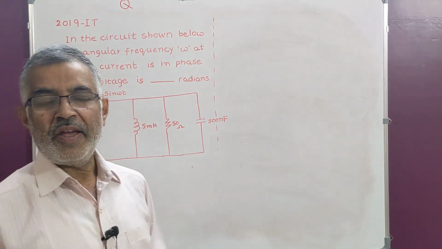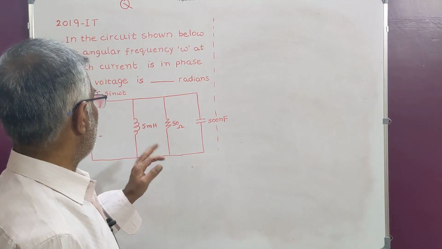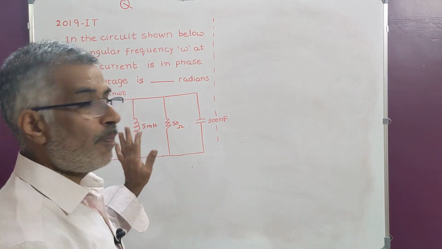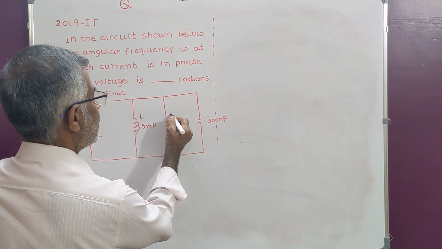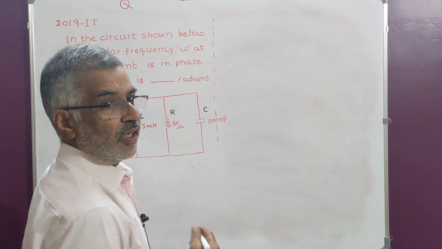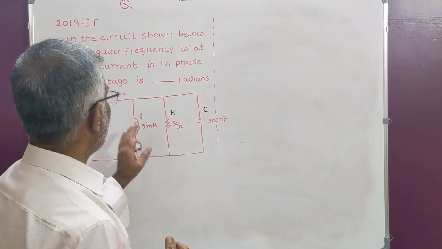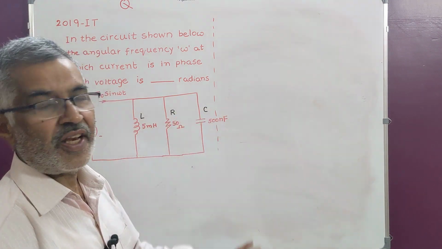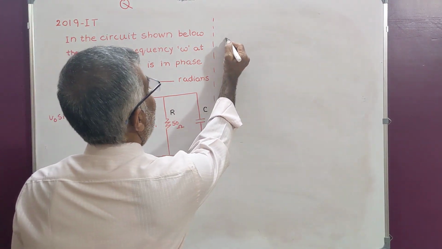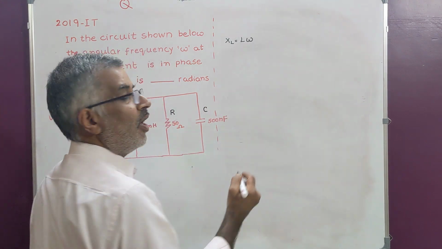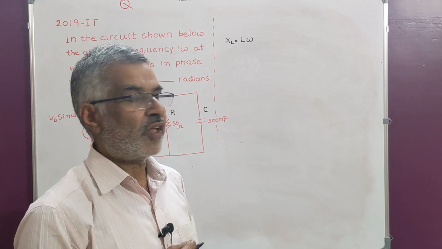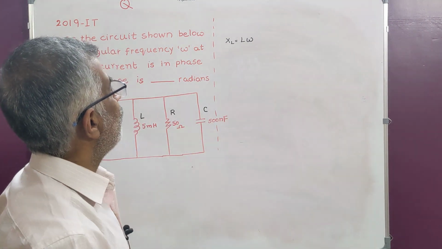I advise students not to substitute the values in the beginning itself. First call them L, R and C respectively, otherwise you will get confused. So XL becomes equal to L omega. Let omega be the resonance frequency. XL is equal to L omega.